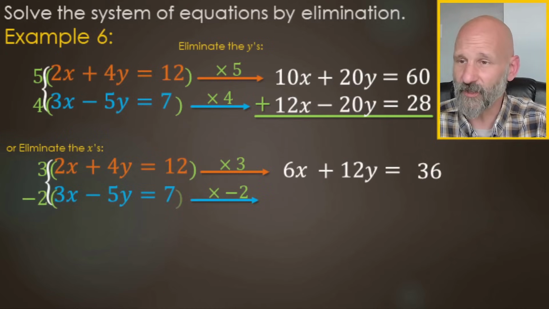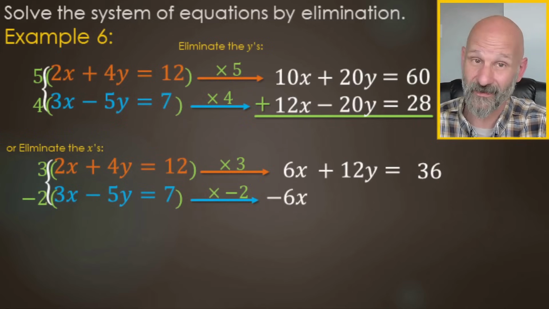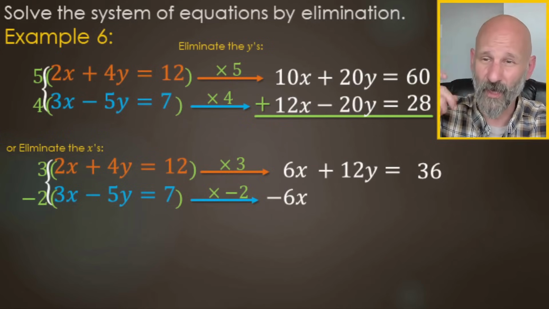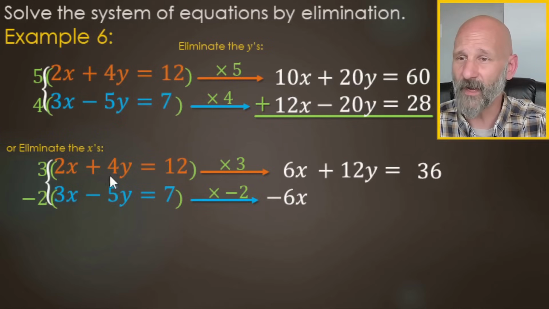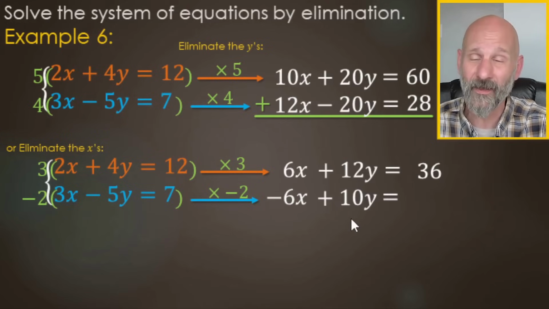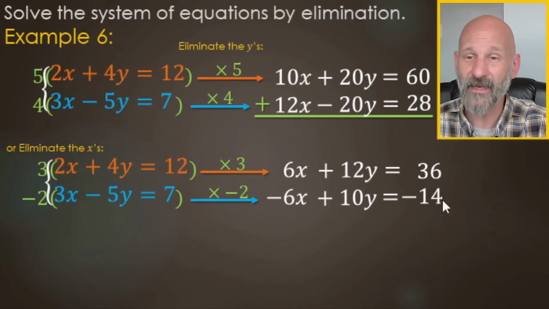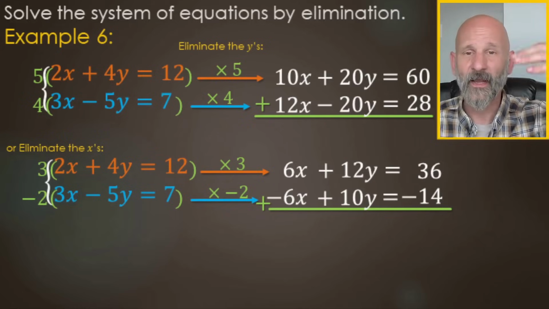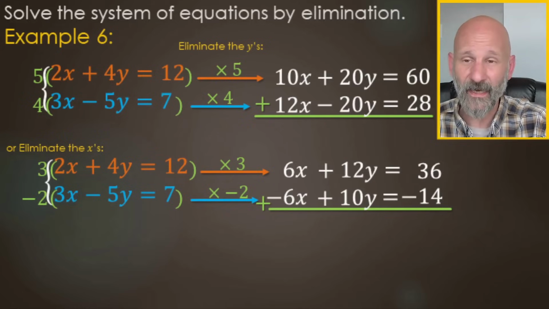Now let's look at the blue equation, the bottom one. We're multiplying by a negative 2. 3x times negative 2 makes negative 6x, and that's what we wanted there. And remember, we're multiplying by a negative, so you got to be super careful with these. Negative 5y times negative 2 makes a positive 10y, and then 7 times a negative 2 makes a negative 14. And then we would add straight down, and the x's would end up being eliminated here.